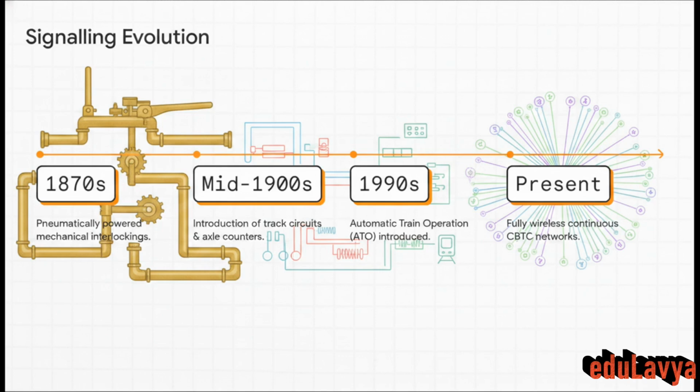Fast forward to the mid-1900s, and the industry evolved to use track circuits and axle counters. These are basically hardwired electrical systems that detected whenever a train's metal wheels bridged a physical gap in the track. By the 1990s, we finally saw the introduction of automatic train operation. But today, the absolute pinnacle of this evolution is the transition to fully wireless, continuous communications networks.